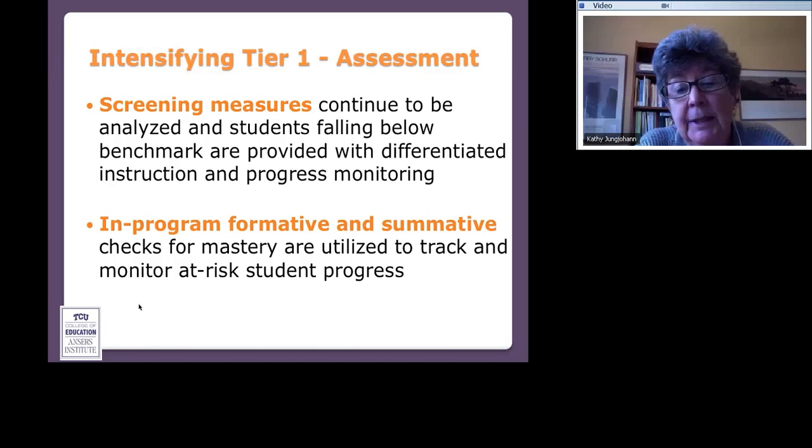And then the other place in terms of assessment is, again, the curriculum-linked formative and summative assessments that are available within the curriculum to track and monitor student progress. And if students are not making progress in terms of showing proficiency in unit concepts in mathematics or comprehension strategies that are being taught in reading, then that should be noted.